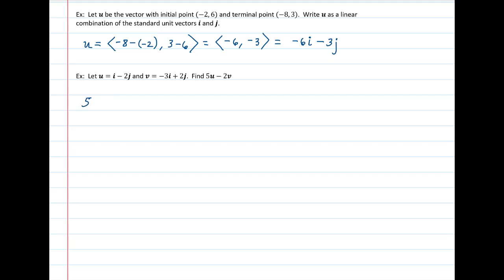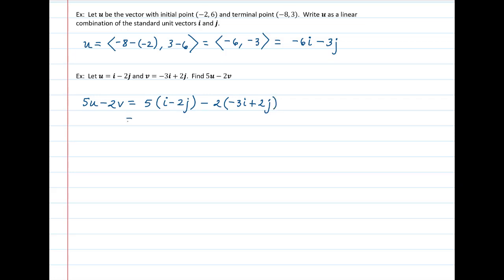Now here we have another example where we're given two vectors as linear combinations of i's and j's, and we're asked to find 5u minus 2v. This is just an example of using our vector operations, vector addition and scalar multiplication, but they're giving you the vectors in the other representation, as a linear combination of i's and j's. Just to show you that it's the same thing. It's just another way of representing the same vectors.